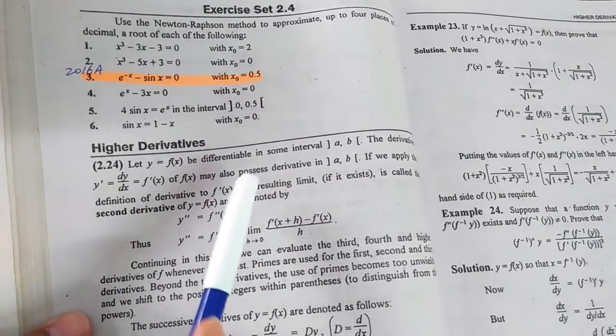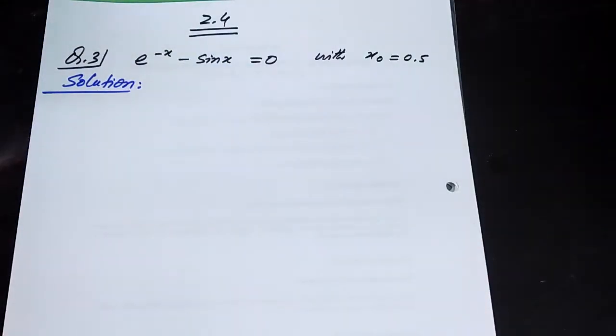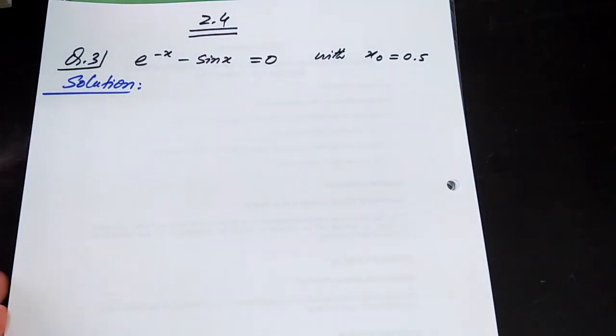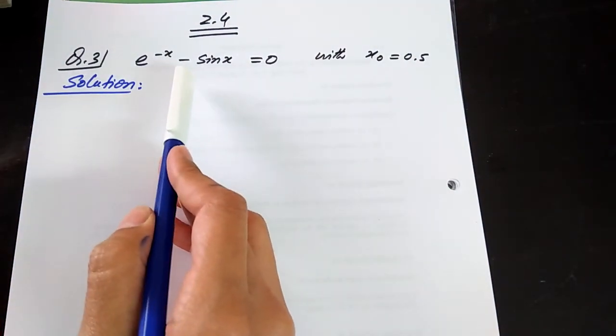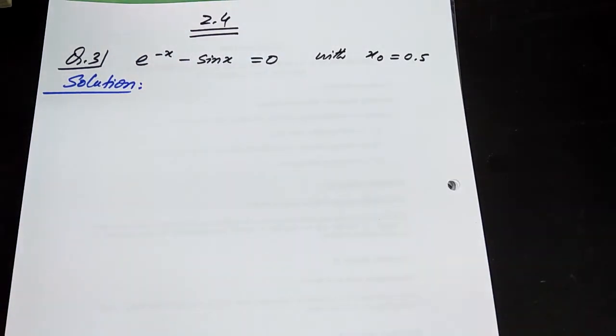You can watch that. Now starting from question number 3, find the root for e raised to power minus x minus sine of x equals to 0, and you have to find the root up to 4 decimal places. Now how can you fix your calculator? First of all, you need to fix your calculator according to how many decimal places you have to approximate your root. That is also mentioned in one of the videos of the numerical methods playlist, how to fix your calculator up to some decimal places.